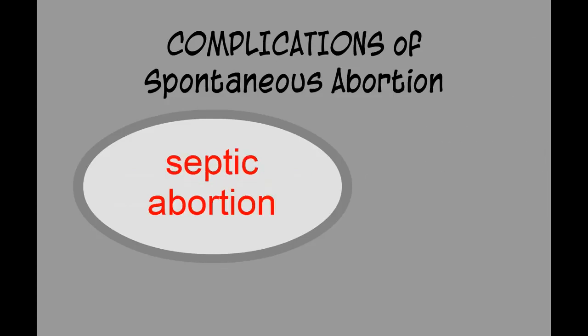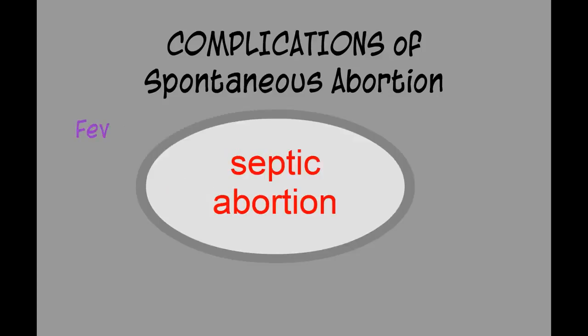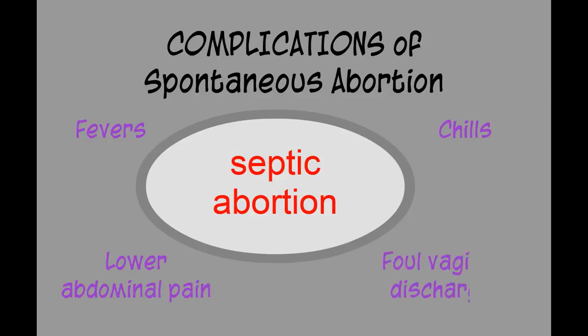It is very rare now for a patient to develop a septic abortion, for this was much more prevalent in the past before the legalization of elective terminations. The signs and symptoms of a septic abortion are fevers, chills, lower abdominal discomfort, and foul-smelling vaginal discharge.